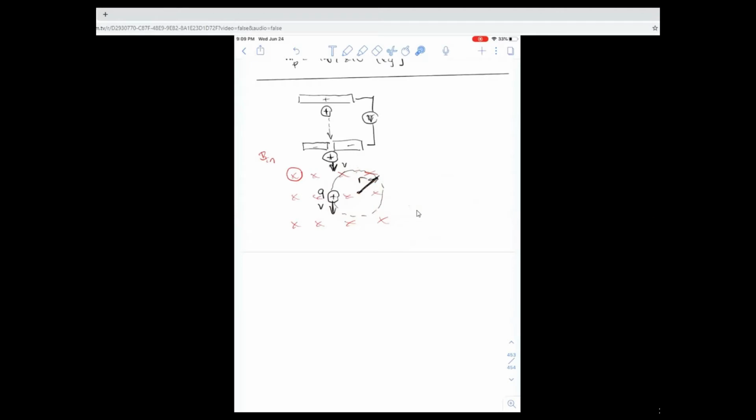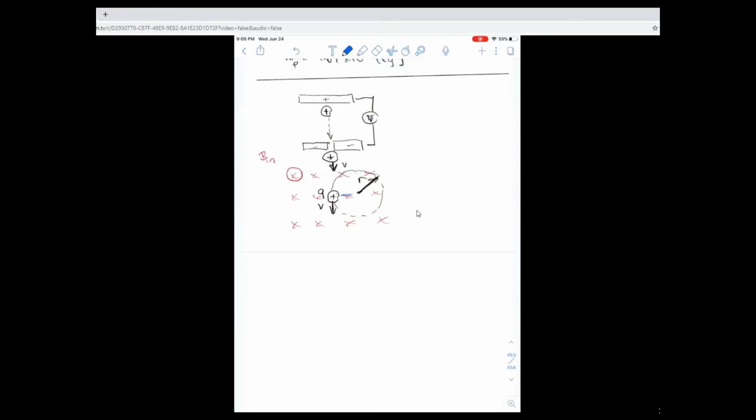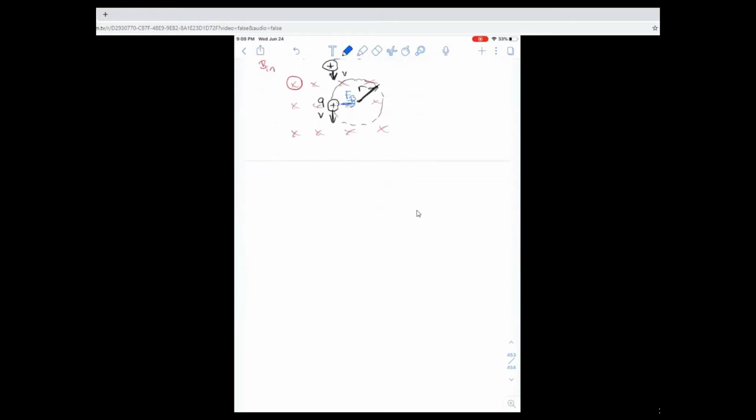I mean, if you don't like cheating, this is faster than cheating. If you know what's going on, boom, just write down the formula. This is your starting point. All right, change the color. So it's just the magnetic force acting on it. So what we know is the magnetic force is responsible for the centripetal force.